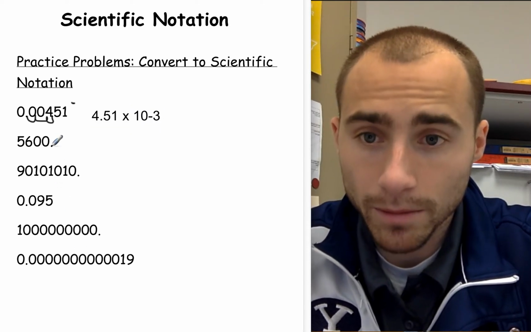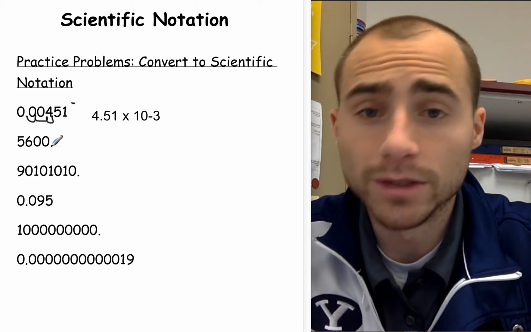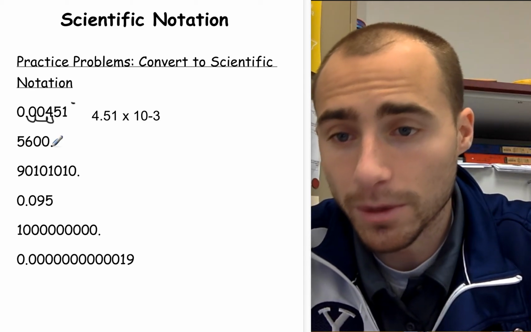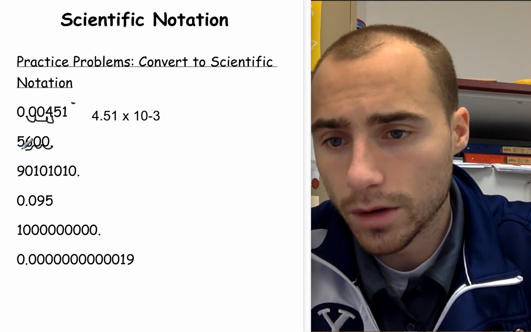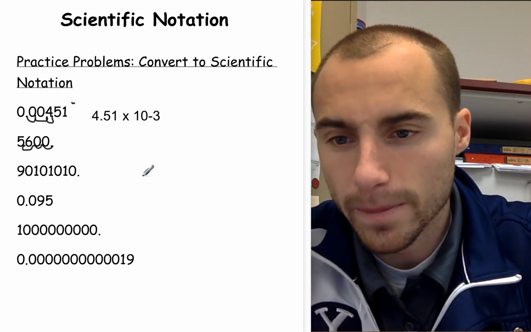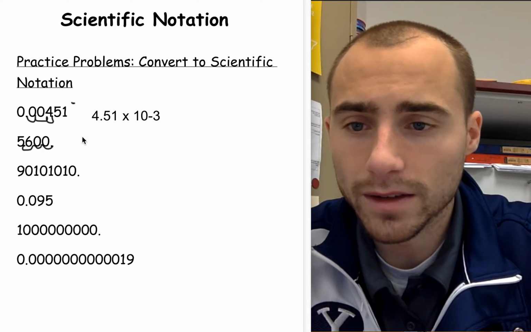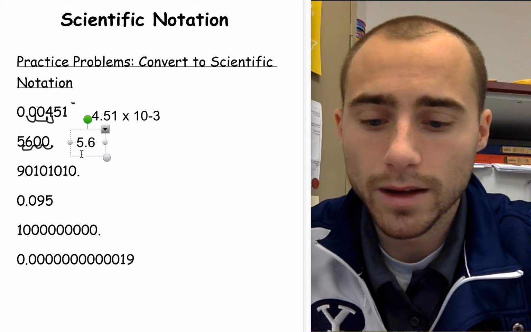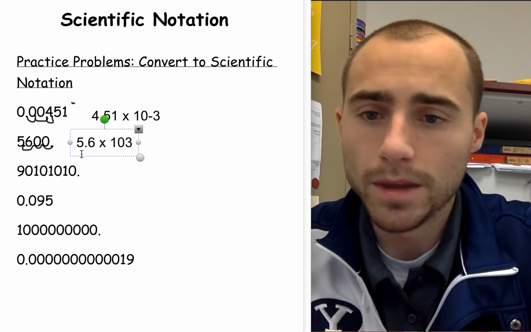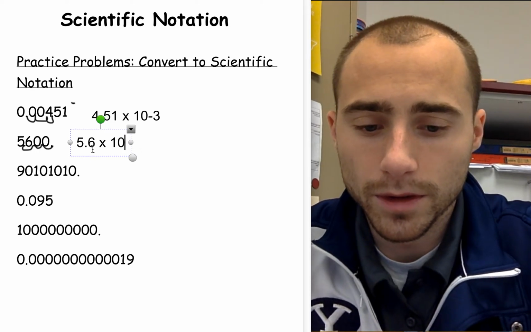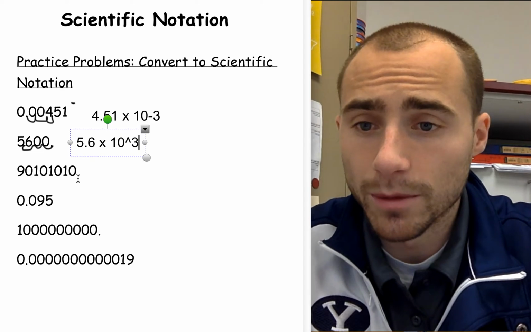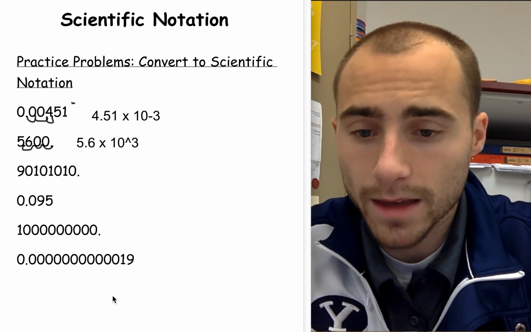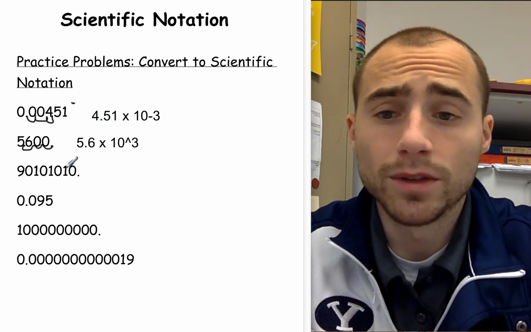Second one, my number is greater than 1, so we know we're going to have a positive exponent. So I move it between my first 2 non-zero digits. 1, 2, 3, right there. So it's going to be 5.6 times 10 to the third. And it's positive because, I'll put a little caret here, it's positive because the original number was greater than 1.